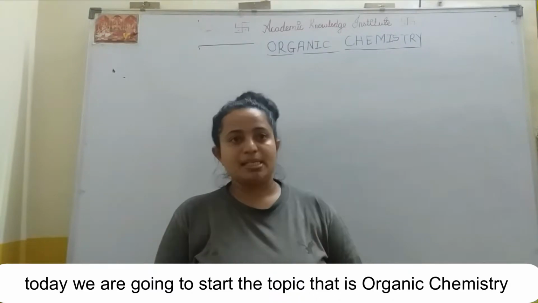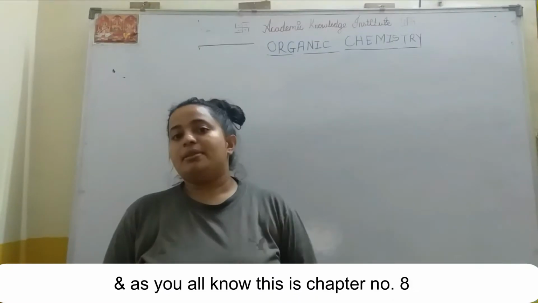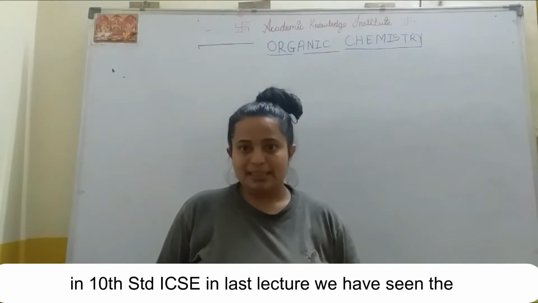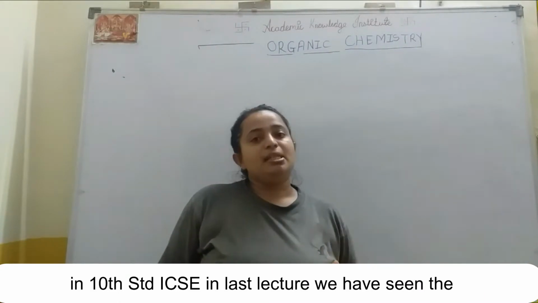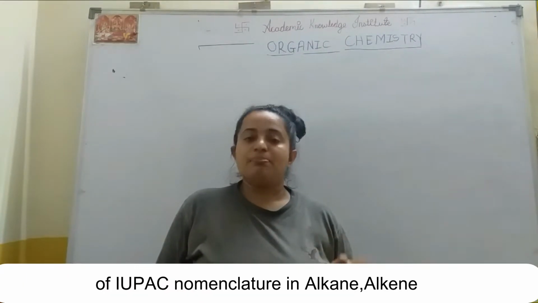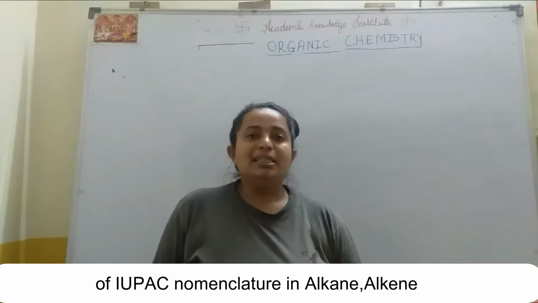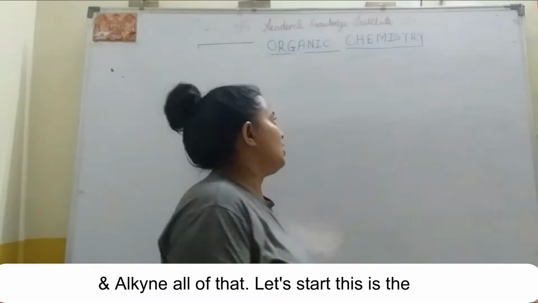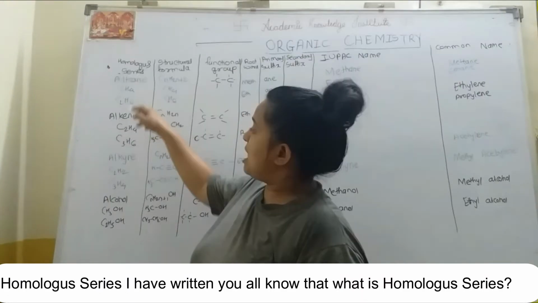Our topic is organic chemistry. And as you all know, this is chapter number 8 in 10th standard ICSE. In the last lecture, we saw the IUPAC nomenclature, and today we are going to see some examples of IUPAC nomenclature in alkane, alkene, alkyne, and all of that. Okay, so let's start. This is the homologous series I have written.